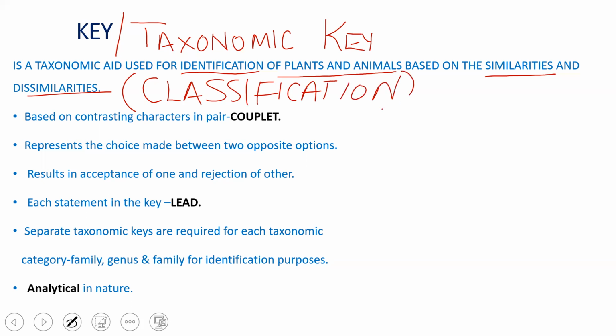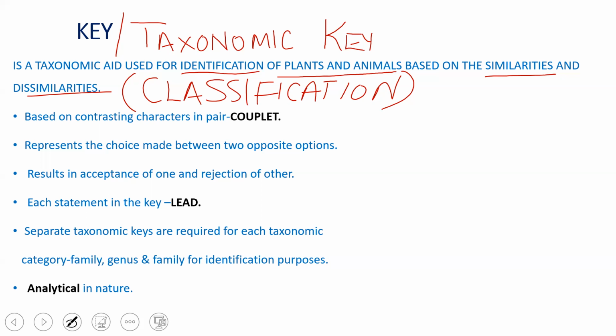Let us understand what exactly we are going to refer to as key. Key is not something which is physically there, just like the lock and key which you use for your vehicles or for doors. A key is not something analytical. It is just a statement. So what type of statements? The statements are based on similarities and dissimilarities.